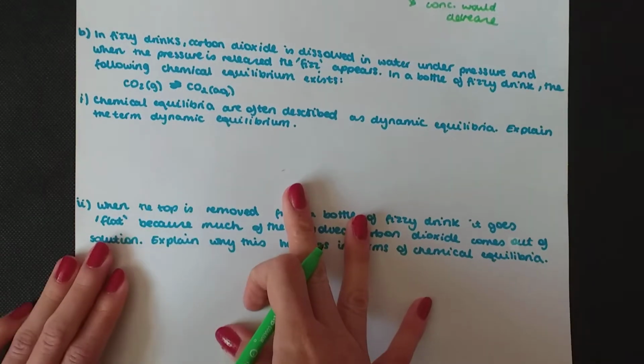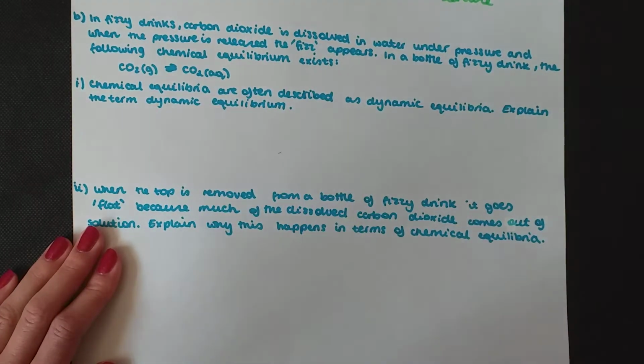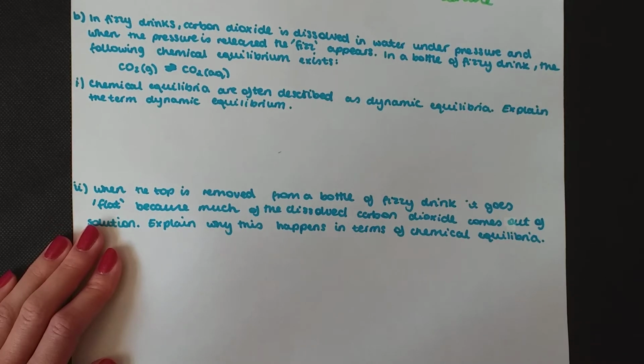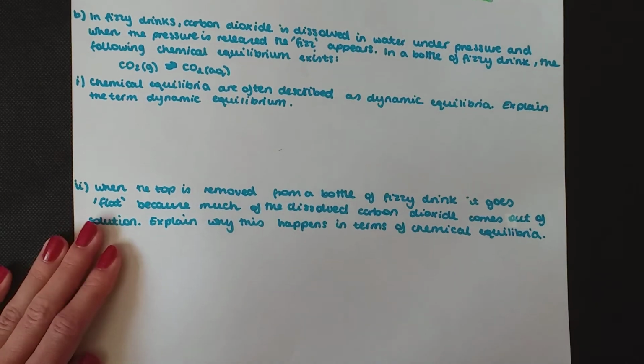In fizzy drinks, carbon dioxide is dissolved in water under pressure, and when that pressure is released, the fizz appears. In a bottle of fizzy drink, the following chemical equilibrium exists. So it goes from gaseous to aqueous, or aqueous to gaseous. Chemical equilibria are often described as dynamic equilibria. Explain the term dynamic equilibria.